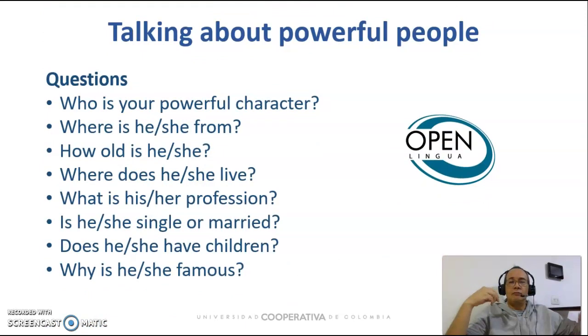And finally, we have to talk about powerful people. So you select one person, and I'm going to ask questions about that person. So what kind of questions? These ones. Who is your powerful character? Where is he or she from? How old is he or she? Where does he or she live? What is his or her profession? Is he or she single or married? Does he or she have children? And why is he or she famous?